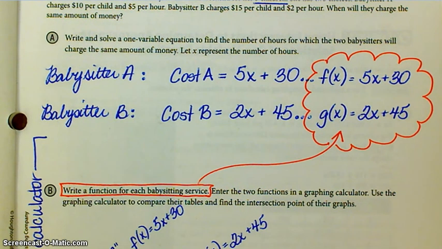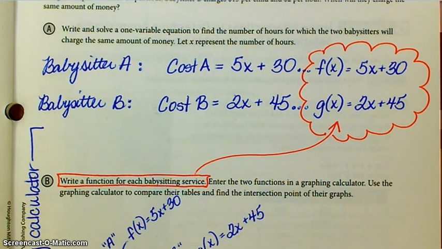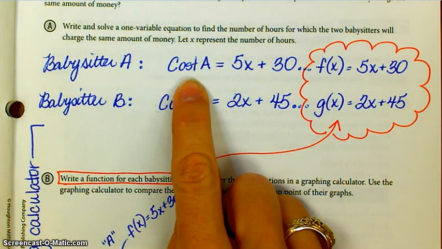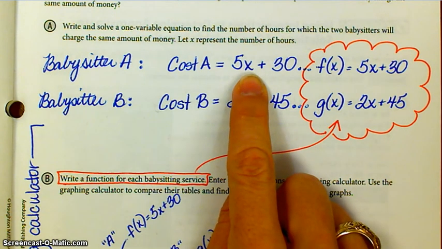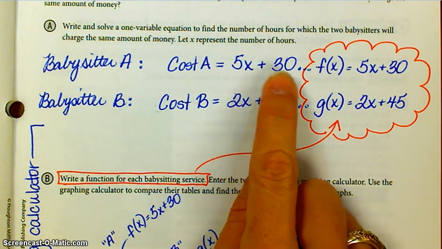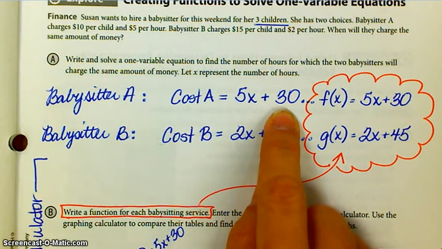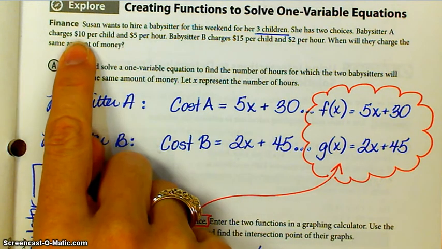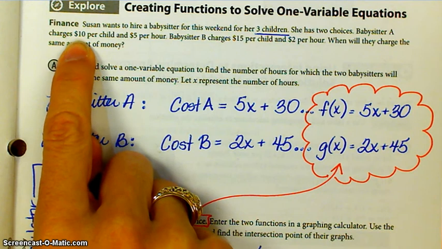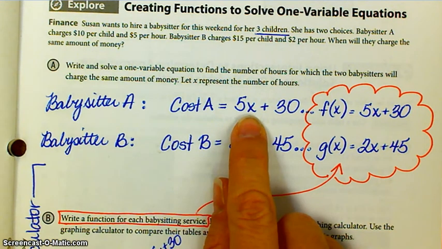So let's look at A. It says first we want to write and solve a one variable equation to find the number of hours for which the 2 babysitters will charge the same amount of money. We're going to let x represent the number of hours. So the cost of babysitter A is going to be $5 an hour, where x is the number of hours, plus $30. Where did I get the $30? Well, because she has 3 kids, and this babysitter charges $10 per child, so that's a flat rate of $30, and then $5 an hour.